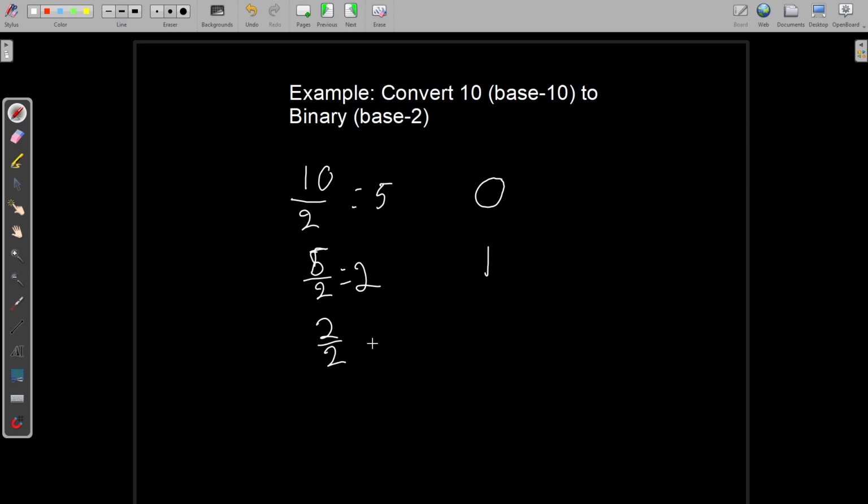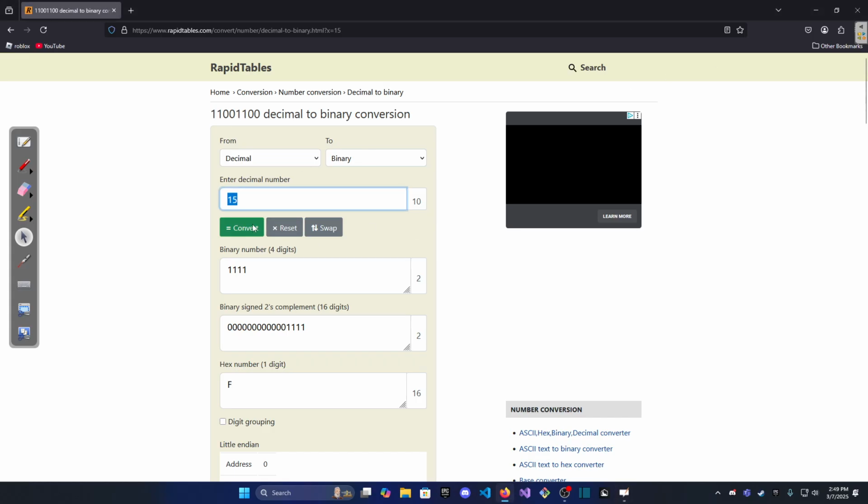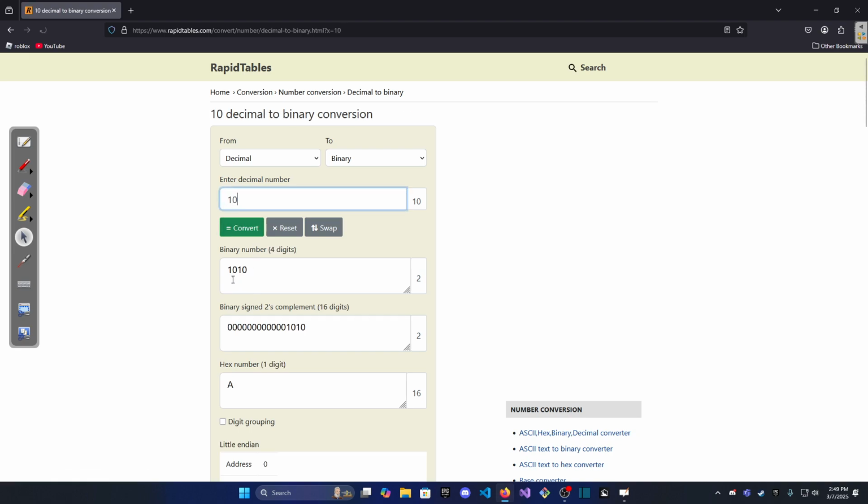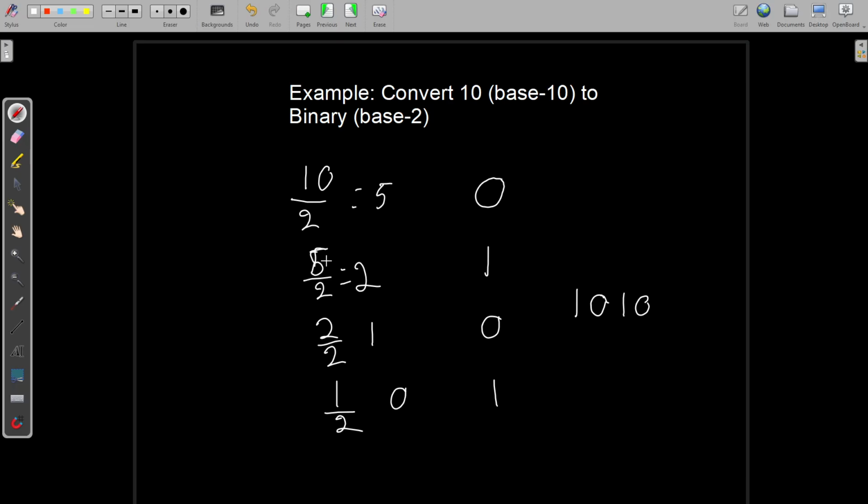2 divided by 2 is going to be a 1 with no remainder. And then 1 divided by 2 is going to be a 0 with a remainder. So therefore, our binary word will be 1010, because we are reading from bottom to top. Now, let's go to our desktop and back to that web page again. And reset. Enter the value of 10. And as you can see, our answer is correct. So that's how we can convert a binary word to decimal, and decimal back to a binary word again.